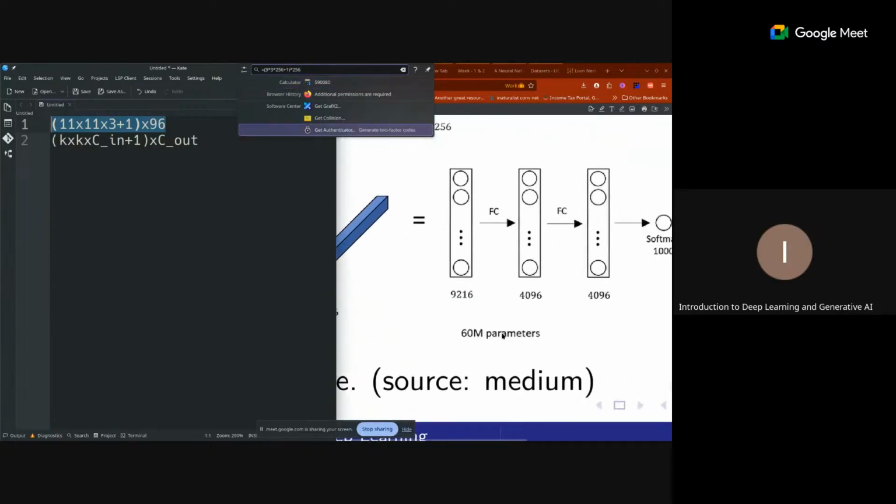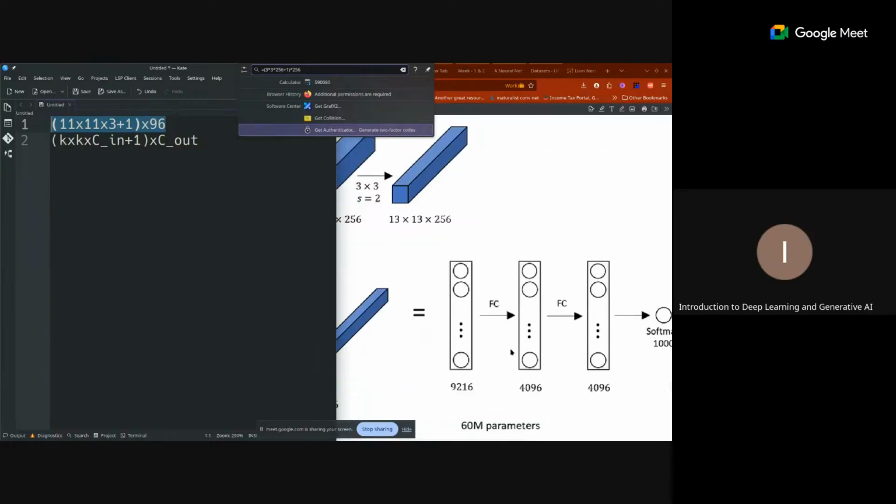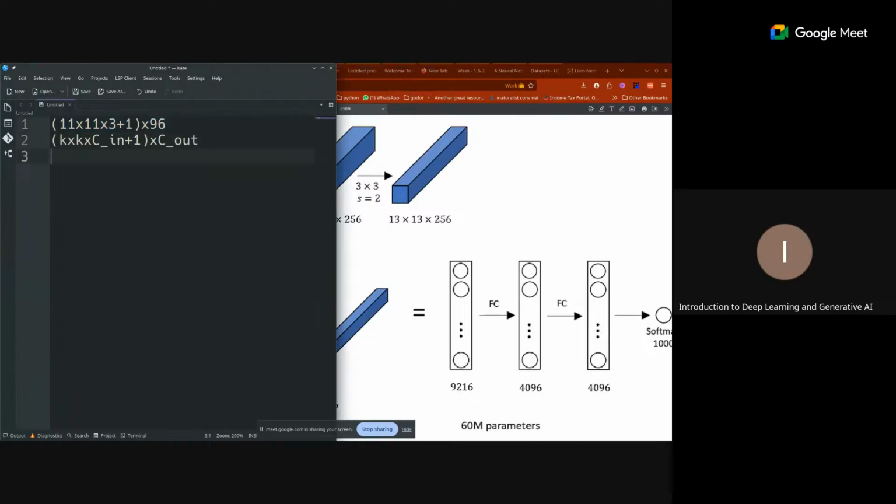Let's also see how many parameters are there in this fully connected layer, right? So this is the number of parameters that are present in that convolution layer. Let's see how many parameters are there in this fully connected layer.